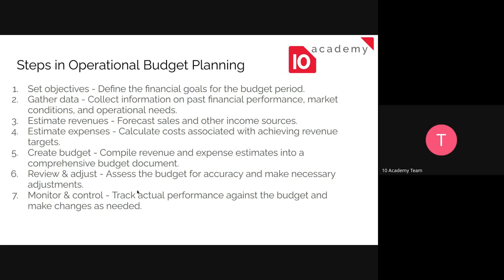because if things are going to plan, you don't have to make budget adjustments. Monitoring and control is the final step. For now, you're not going to be working on these two, but it's a nice thing. So just try to compare the actual performance against the budget and make the necessary adjustments.